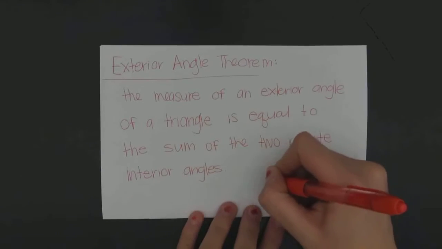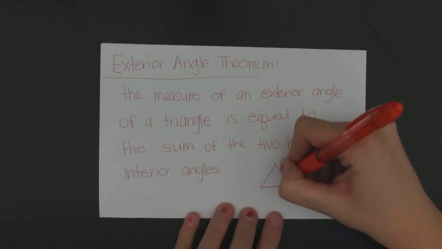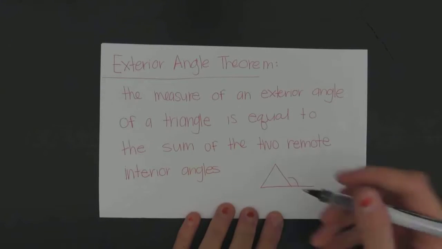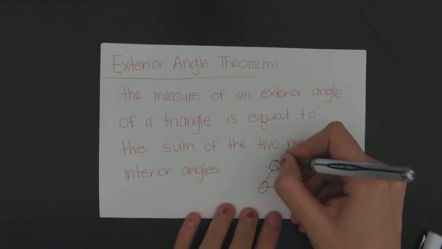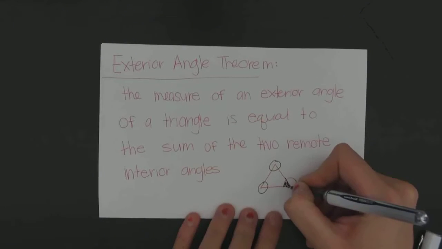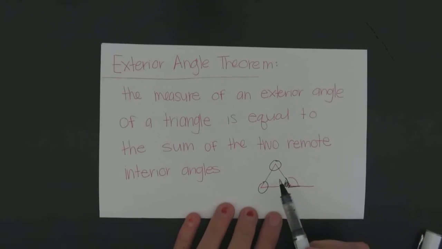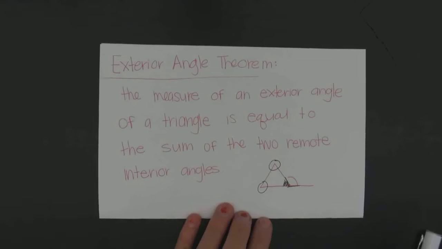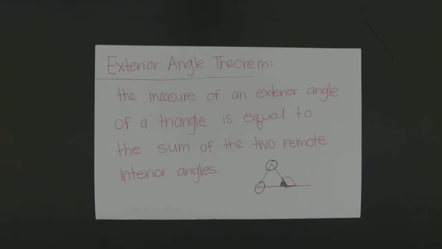touching it. So if I were to draw a quick picture, okay, this is my exterior angle right here. Hopefully you can see that. And this would be a remote angle and this one because they are not touching it. Do you see how this one touches that angle? That is not a remote angle. So it tells me the sum of this angle and this angle should equal that outside angle. So we're going to put that idea into practice.